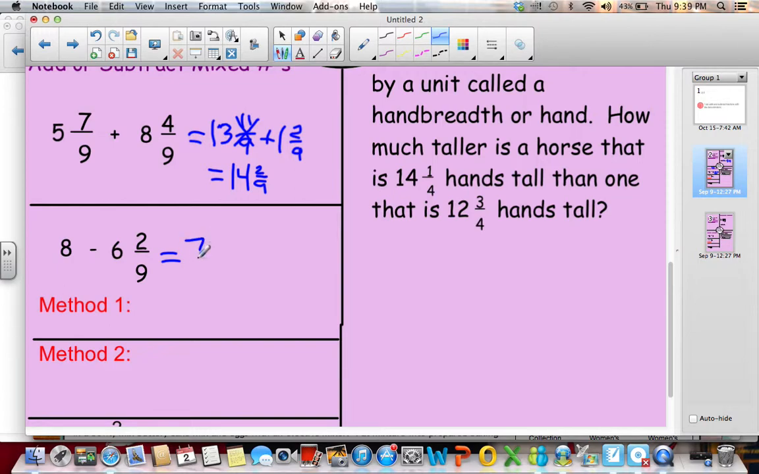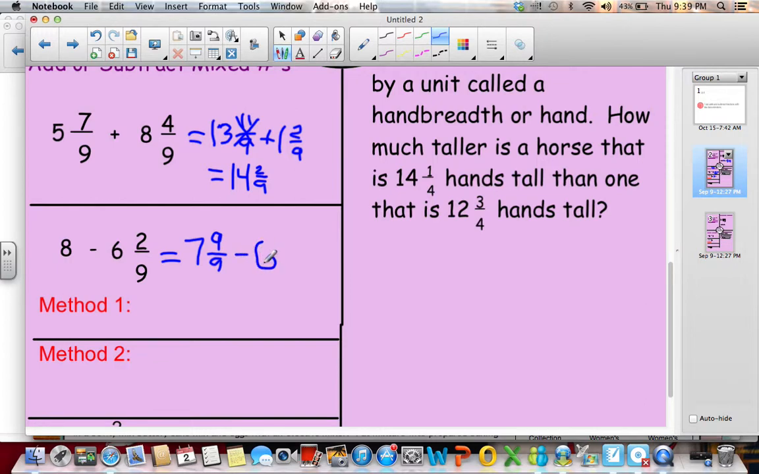So I have 7. And then I'm going to make my fraction here, even though I just said you can't have improper fractions. But I'm going to make it 7 and 9/9, because 9/9 is 1. 7 plus 1 is 8. So 7 and 9/9 is the same as 8. This is just written way cleaner and way nicer.